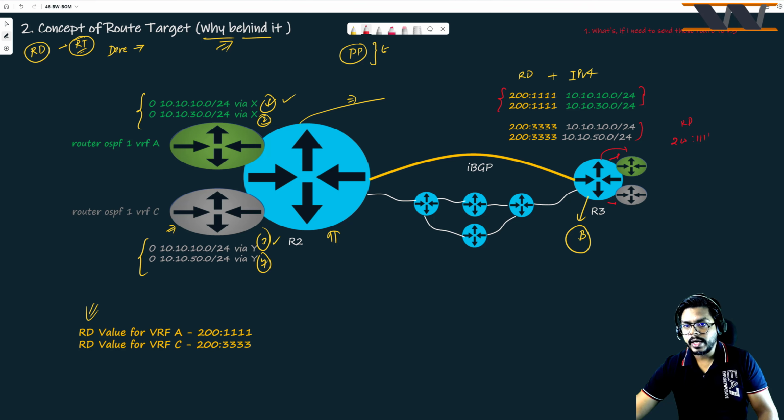And then whatever you have in the RD value 200:3333, you need to send it to the gray one. It is as simple as that. What is the problem here? There shouldn't be any problem, right? Interesting, right? We can do it without any other number. RD can handle this. There is no doubt about it that RD can handle it.